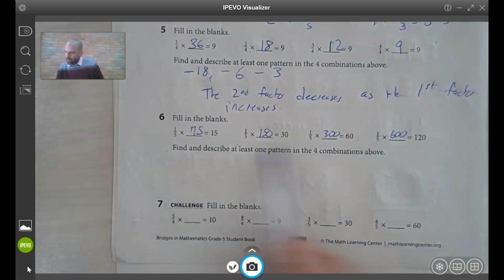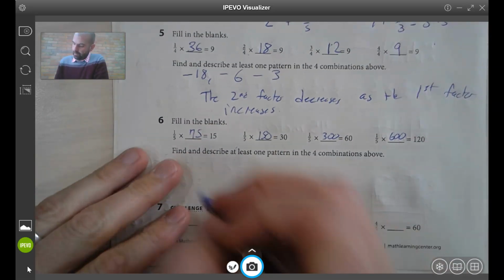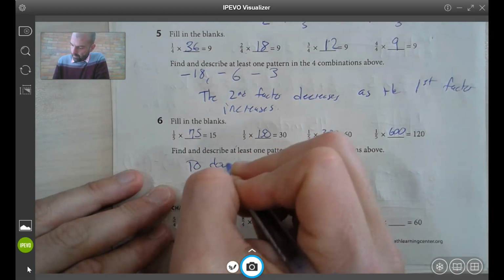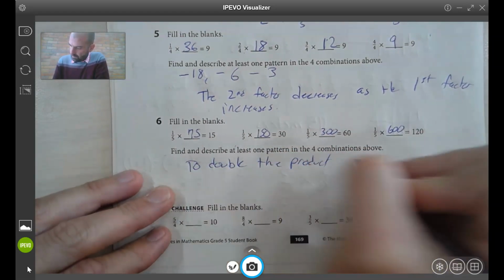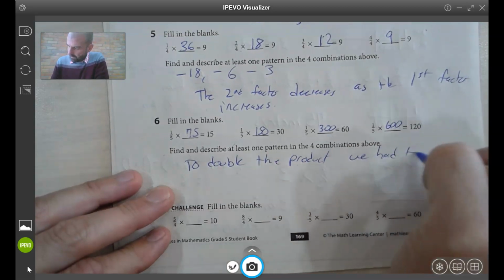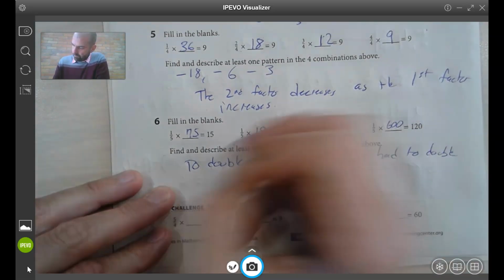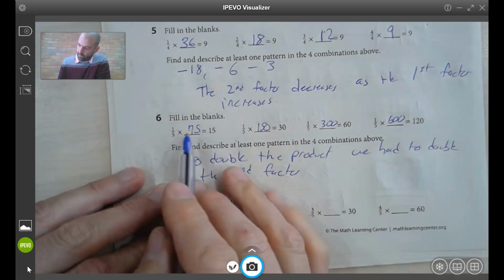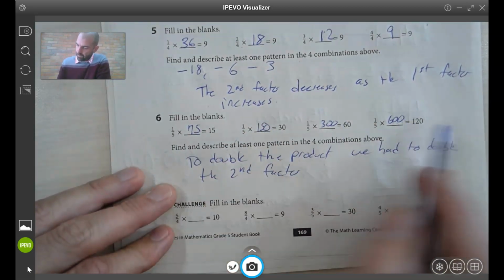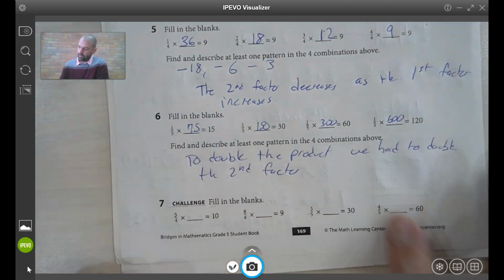Find and describe at least one pattern. Oh, this is just doubled each time. Well, because to double the product, we had to double the second factor. Right? So we went 75, 150, 300, 600, 15, 30, 60, 120. So that doubled each time.